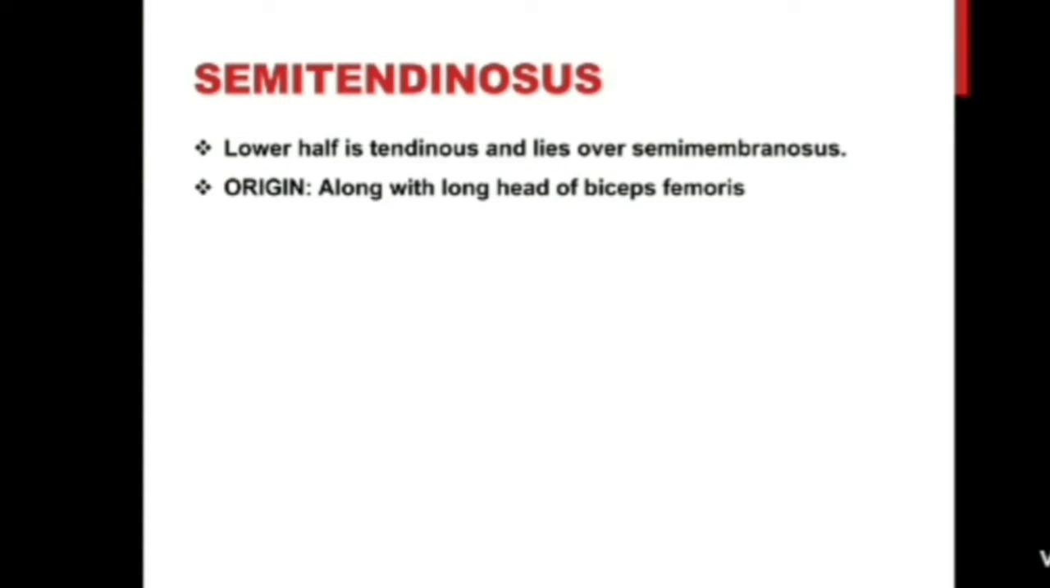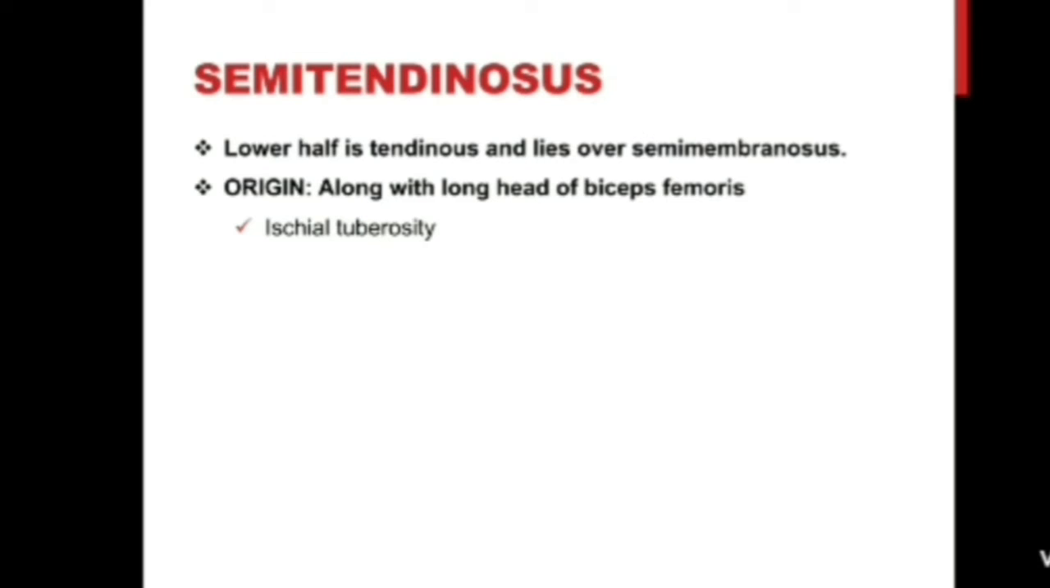Now let's take a look at semitendinosus muscle. As we know, it lies over the semimembranosus and the lower half is tendinous. For semimembranosus the upper half happened to be membranous; here the lower half is tendinous. Coming to the origin, it's important to note here that it arises along with the long head of biceps femoris. So it's going to be on the ischial tuberosity like all hamstring muscles.